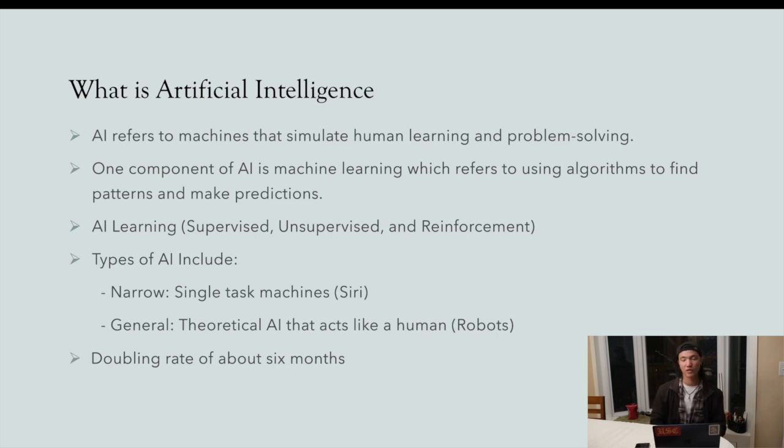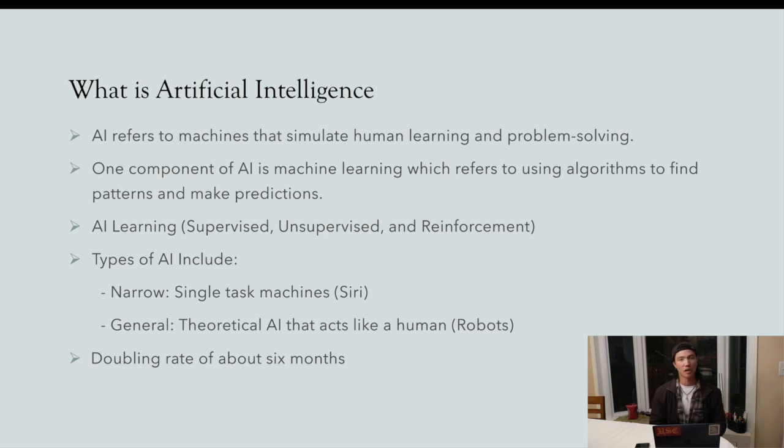And then you also have two different types of AI. You have narrow and you have general. Narrow is what we have today. This is single task machines. Most of the time you see it with communication devices like Siri or Alexa. And then you also have general AI. This one is very theoretical. It's AI that is supposed to act like a human. And you see that a lot with fiction movies like I, Robot, or with Marvel movies like Iron Man with his Jarvis in his suit, or even Spider-Man with his own robot-like helper in his suit.